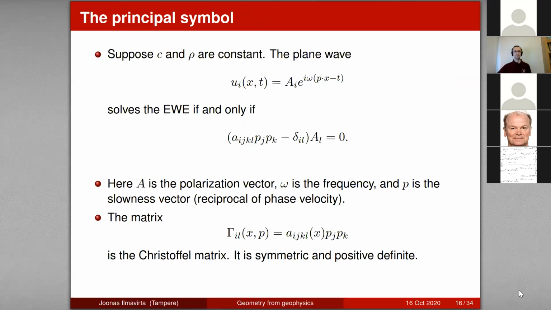And what I had in this equation, multiplying this vector A, there was an identity matrix, and before that another matrix. That other matrix I will call the Christoffel matrix, gamma. It depends on position x, where we are evaluating things, and it depends on the slowness vector p, and is defined by this formula, again summing over j and k. Because the stiffness tensor has its properties, this Christoffel matrix is symmetric and positive definite, so it has a wonderful spectral theory. We can talk about orthogonal eigenvectors and that kind of thing.